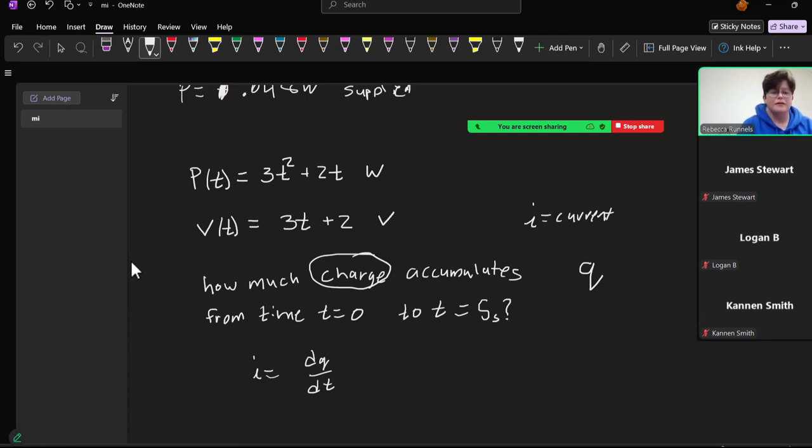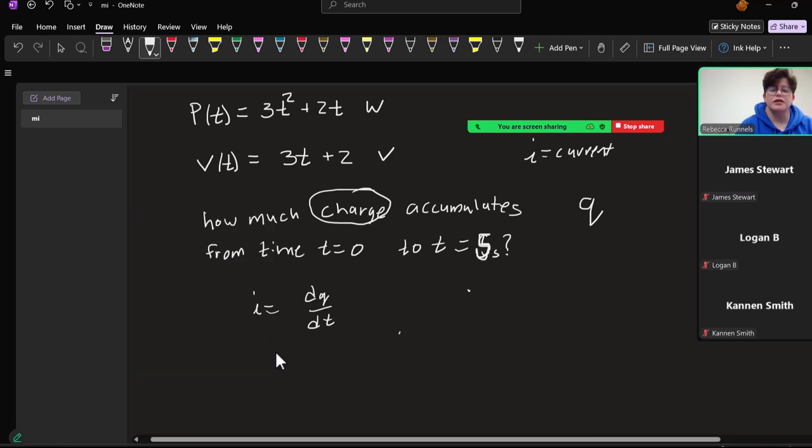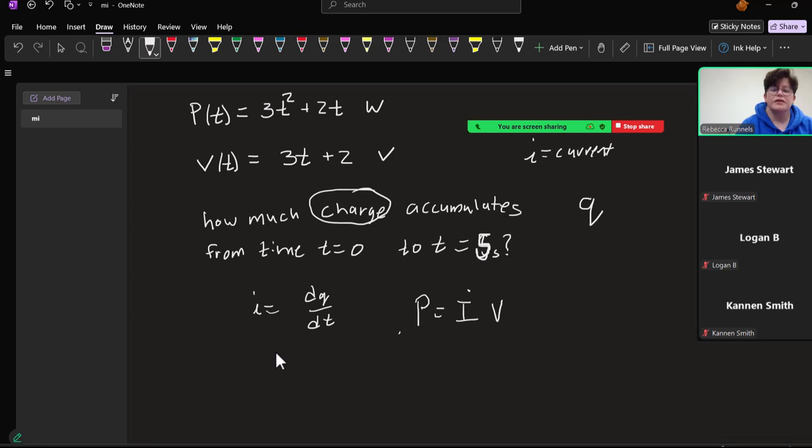Real quick, so it's t equals 0 to t equals, what is that? That's a 5. My 5s and s's look identical. That's 5 seconds? Yep. Okay. We have another relationship that we haven't used yet. We know P equals IV. So 3t squared plus 2t equals my function of current times V, which is 3t plus 2.